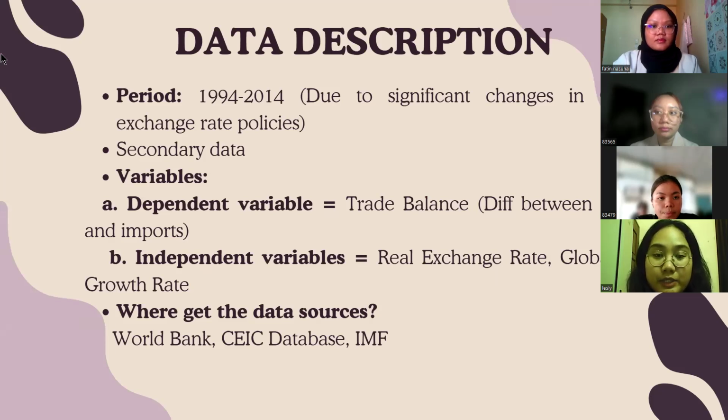Okay, this is our data description. So our chosen time series is 1994 until early 2014. The reason why we chose this time series is due to its significant changes in China's exchange rate policies. So our variables, for the dependent variable, is trade balance. For independent variables, it is real exchange rate, global GDP growth rate, and etc. To get the data, we use secondary data such as World Bank, CEIC database, IMF, and so on.